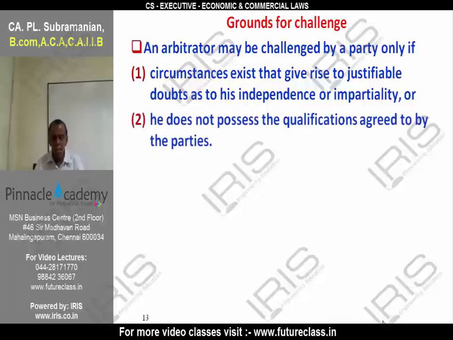Then, he does not possess the qualification agreed to by the parties. Say it is a financial problem, and it was decided that one chartered accountant will be appointed as an arbitrator. But they have appointed a person with a BCom qualification, practicing as an accountant, helping companies with their accounts. So another party can go to the court. According to the agreement, who has to be appointed? One chartered accountant. But whom did they appoint? A BCom graduate. So the other party, after the appointment, comes to know and can go to the court saying that he should not continue.